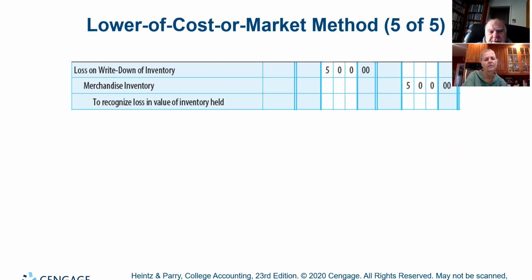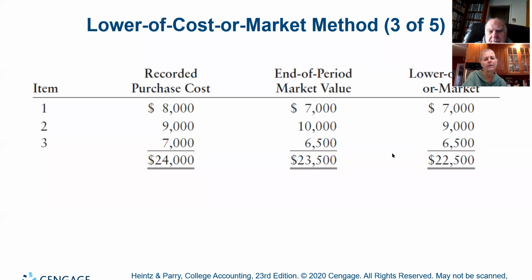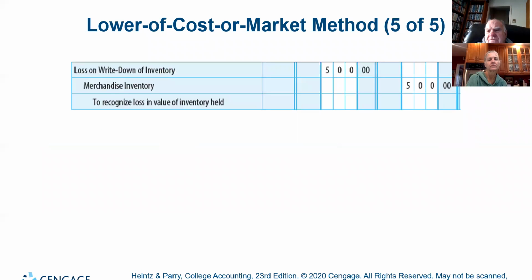Yes. So wait, can you go back to that other slide? That one. They're saying end of period market value is 23,500. Yes, but at the market value, we don't pick up all those market. We pick up the lower. So we pick up 1,000 here. That's a $1,000 reduction, and here's 500. So the difference is really $1,500, not 500. That's a mistake. This should say 1,500.